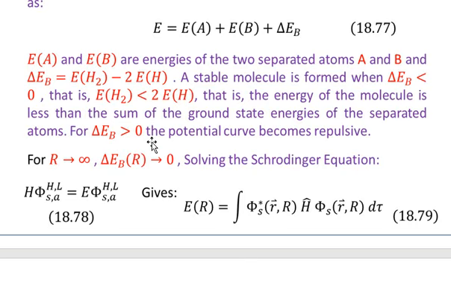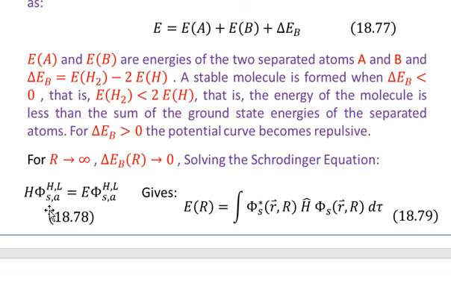That is, when delta EB is greater than 0, we shall have a curve which is repulsive in nature. For R going to infinity, delta EB as a function of R goes to 0. Solving the Schrodinger equation using the wave function of Heitler and London, we shall use this condition, that delta EB as a function of R should approach 0 when R goes to infinity.